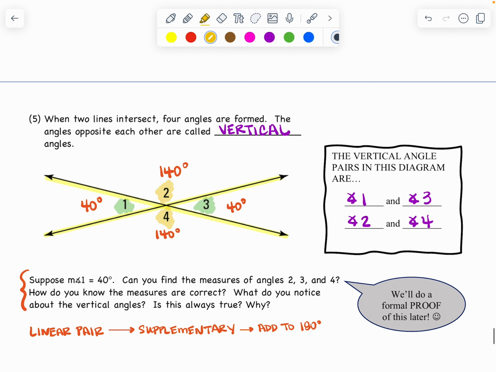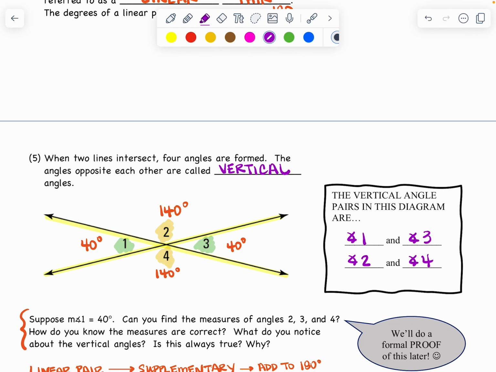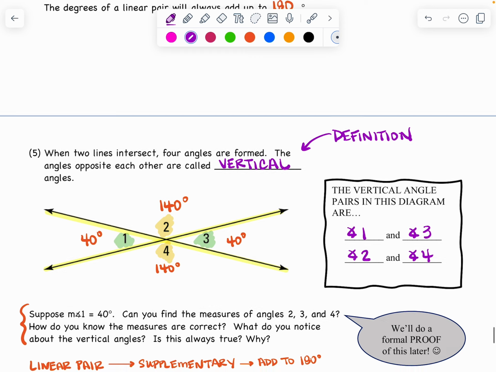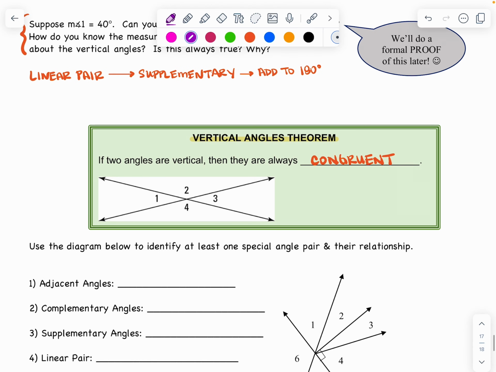Please do not confuse the difference between the definition and the theorem. This is the definition of vertical angles. I'm going to write that up here. The definition of vertical angles is two opposite angles formed by 2 intersecting lines. That's the definition. Notice it doesn't say anything about congruent anywhere in that sentence. The definition of vertical angles just tells you what they are, or how they're formed, I should say. The vertical angles theorem actually gives us the relationship between vertical angles.